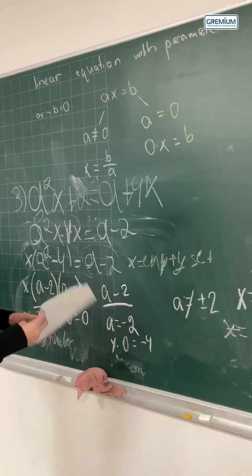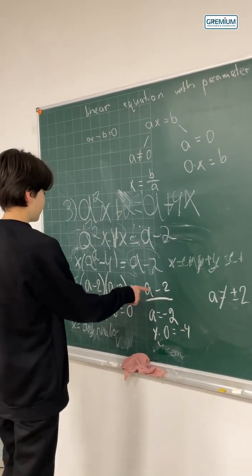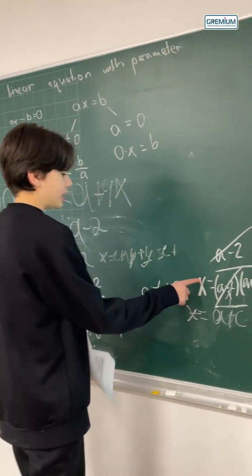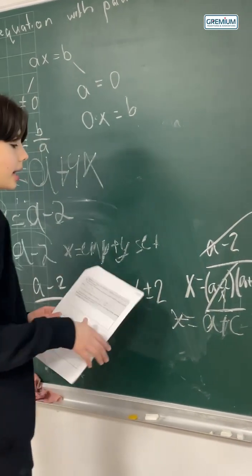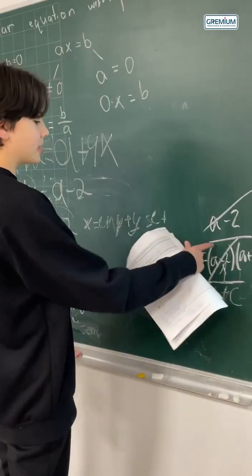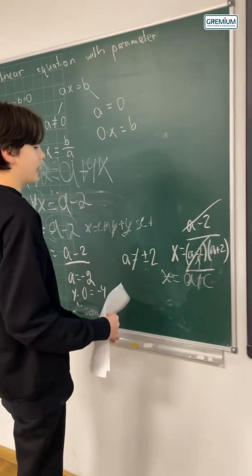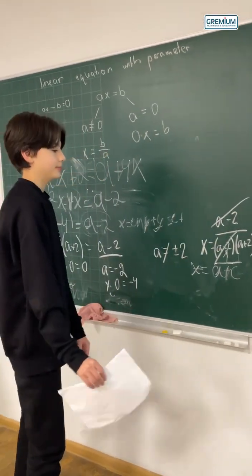But if a doesn't equal 0, then to get this we just need to write down x equals a minus 2 divided by a minus 2 multiplied by a plus 2, and we saw the same expression, and we divided, and then we get 1 divided by a plus 2.